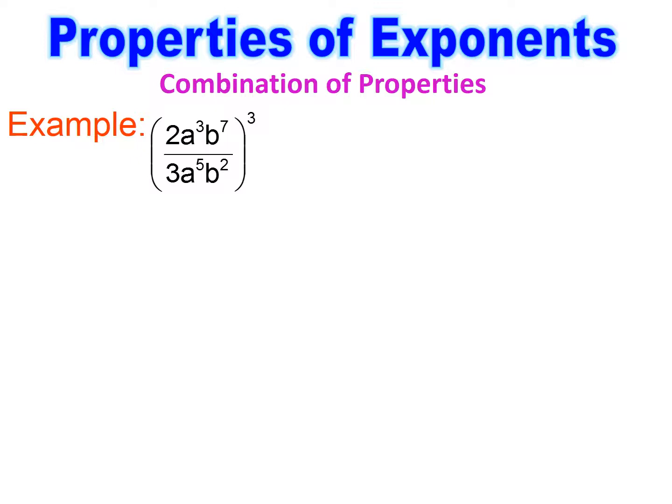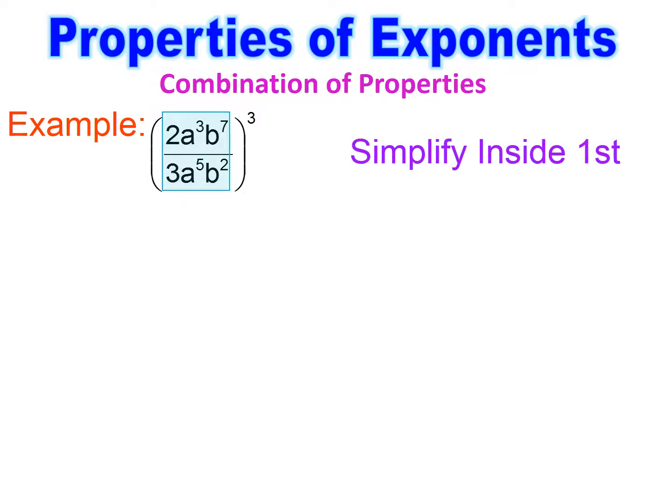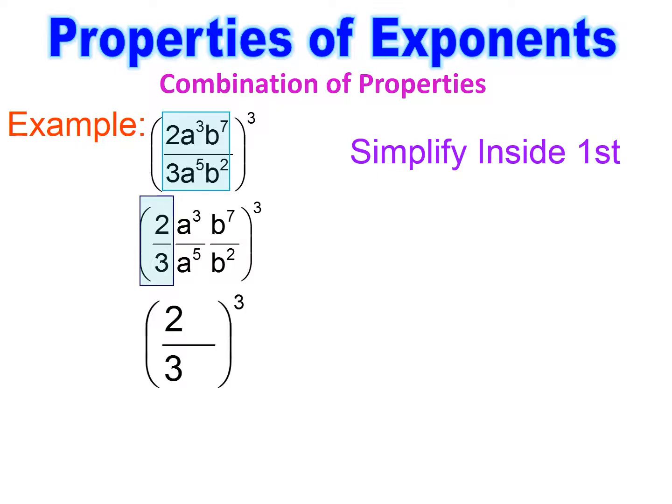So now when you have a combination of properties and you have a quantity inside, or quotient inside, raised to a power, I find that it's simpler to simplify inside first, and then take that power on the outside and give it to everything. So when I simplify inside, I like to break it into pieces. So the first piece, I look at the fraction part. If the fraction can reduce, I'm going to reduce it. And in this case, 2 over 3 is reduced, so I don't need to simplify.